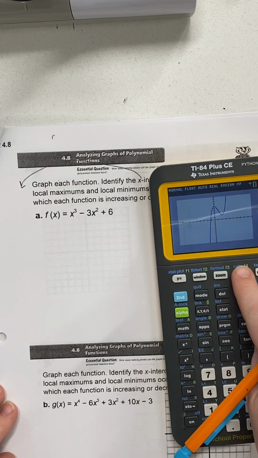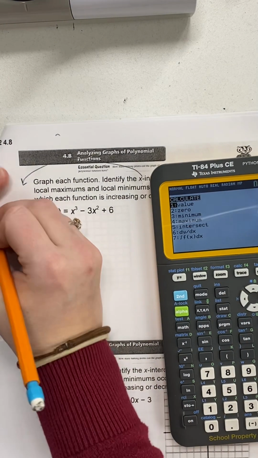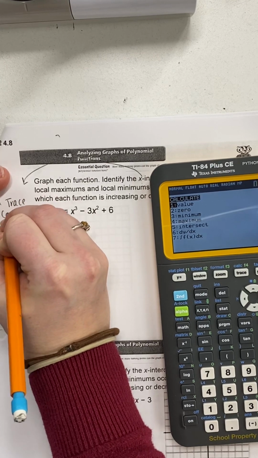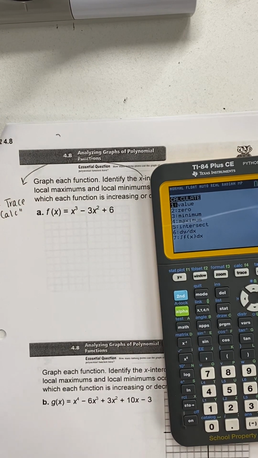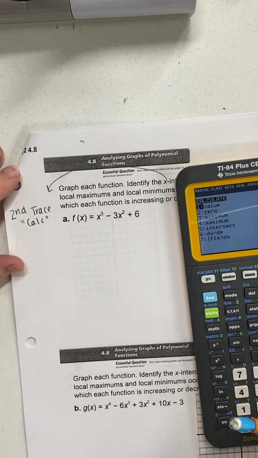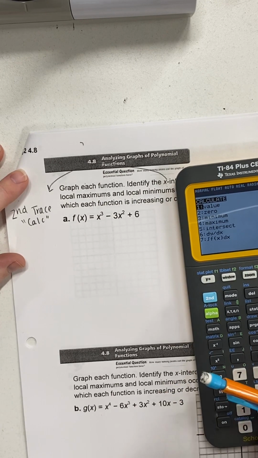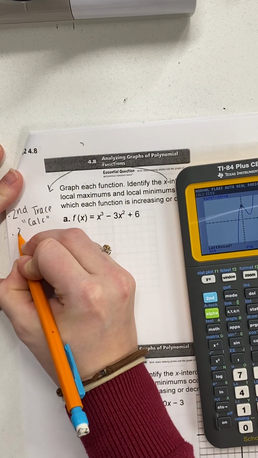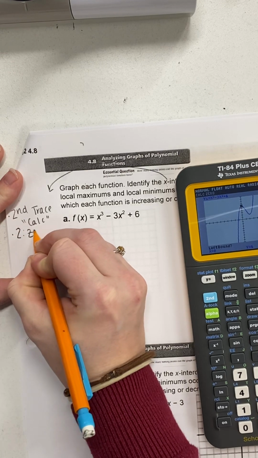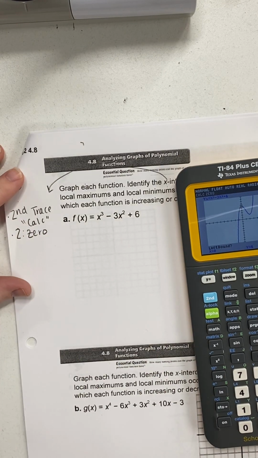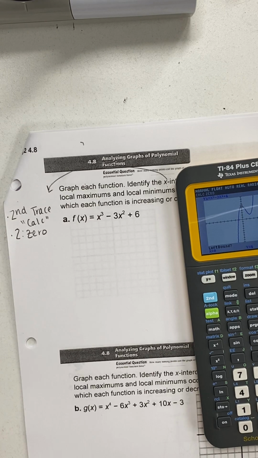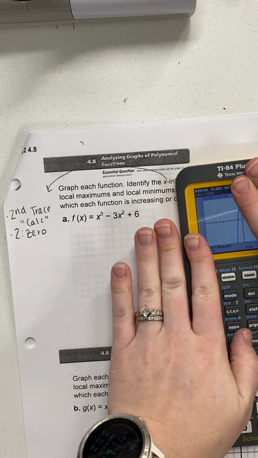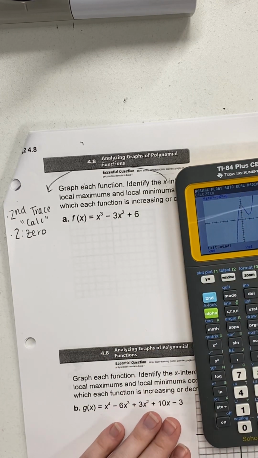You're going to hit the second trace or get to the calc button. Then we're looking for the x-intercept. Another name for x-intercept is 0. Now, the idea here is that we want a snapshot. We just want to zone in and tell the calculator, just look in between these two pieces. Just look at that one spot right there.